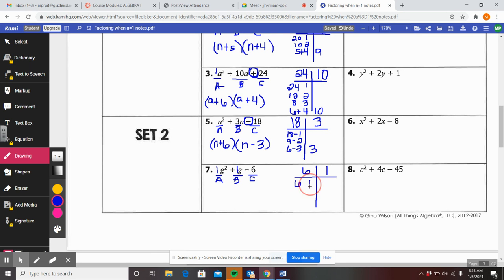So we got 6 and 1, 3 and 2. So this time, this tells us right here that we're going to subtract our signs. So 6 minus 1, 3 minus 2. Which one gives me 1? 3 minus 2. So all you do is write in your parentheses, G plus 3, and then G minus 2. How are we on the subtraction ones? Okay, good. Thumb up, thumb up, thumb up. Okay.